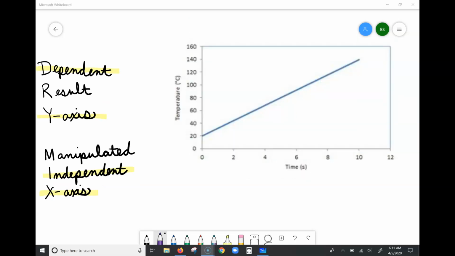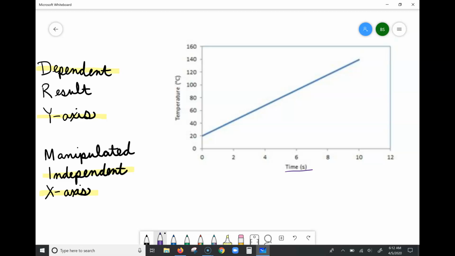Now let's take what we've just discussed and apply it to a different graph. In this graph, we have 2 variables. We have the time that changed and the temperature that changed. Look at the graph and identify the independent variable. What did the person who was doing the experiment intentionally change? If you answered time, you are correct, because time is on the x-axis.